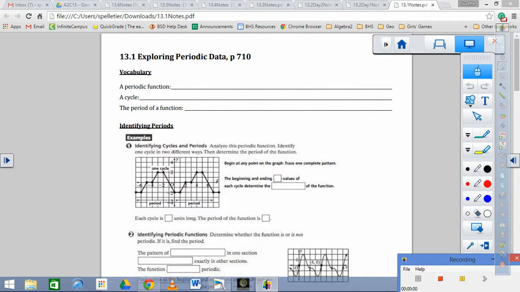Exploring periodic data. So the first thing we need to do is start with our vocabulary. A periodic function is a function that repeats a pattern of y values. So we're going to go ahead and fill that in.